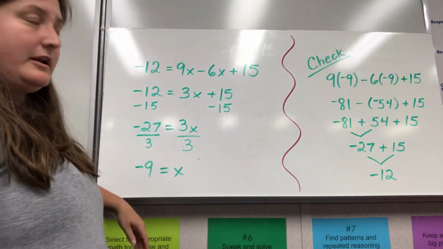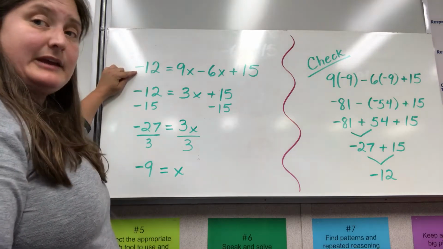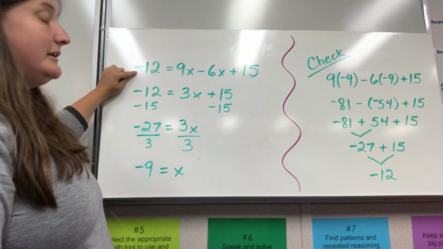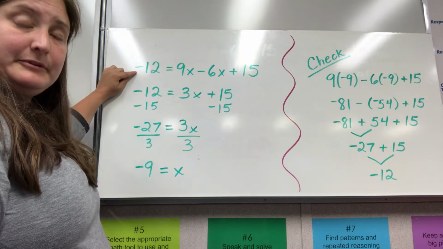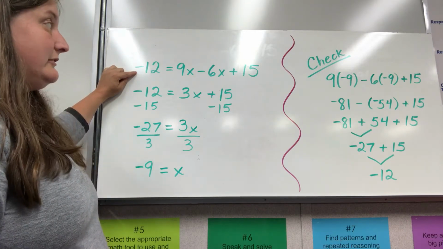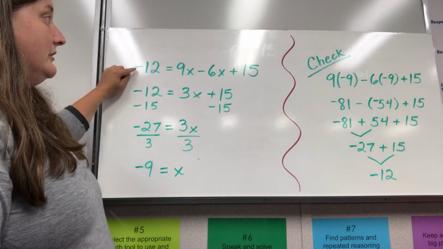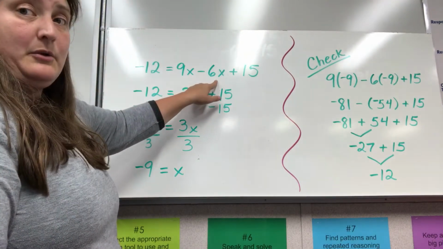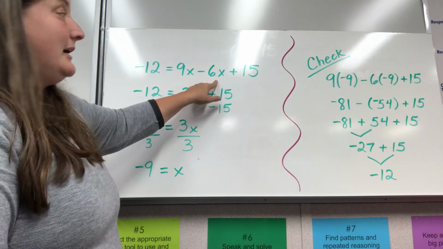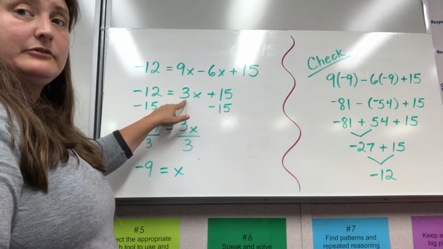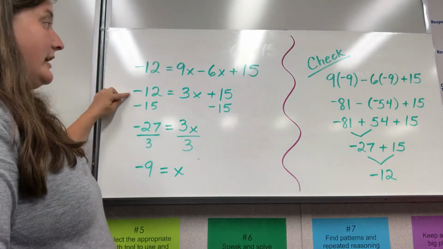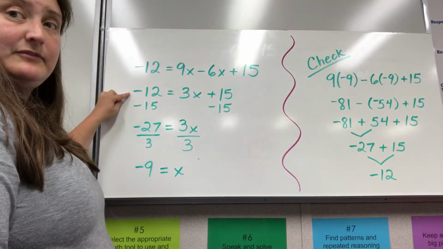All right, let's take a look at another one. This time my problem is negative 12 equals 9x minus 6x plus 15. Now this problem I can do some simplifying in before I actually start to solve it. I've got two terms here with an x. So I can combine these like terms. 9x minus 6x will give me 3x. So now I have a simpler equation. Negative 12 equals 3x plus 15.